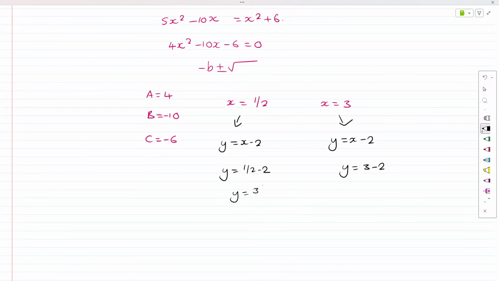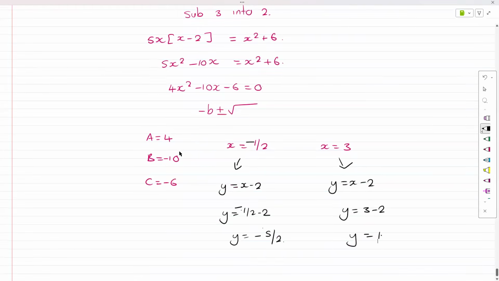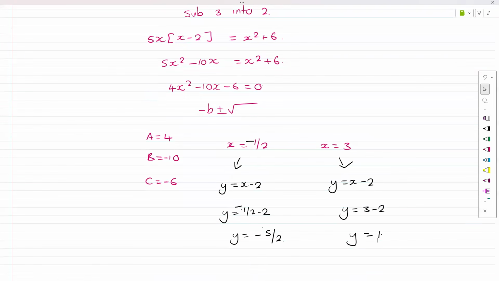Oh, y equals, you know what, guys? Let me double check, because that'll be x minus 2. The x value is a problem. This is minus half, actually. Please double check. Minus 5 over 2. And this is y equals 1. Please double check, guys. My calculator work sometimes will be off with algebra, so double check all answers. Very easy to make a mistake with this part, but that's all there is.